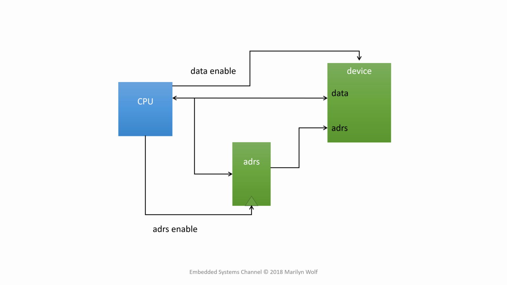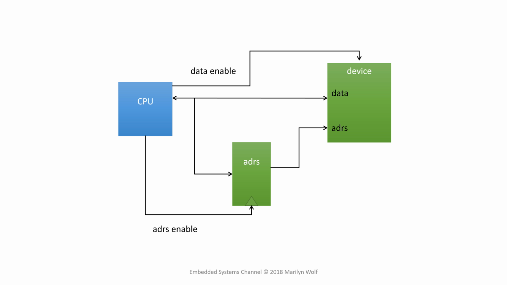How do we build a bus? Well, each device needs to have some logic to determine when it's being talked to, right? So the address enable line on the processor is used to clock a register in the device. If the address matches the address of the device, it then takes advantage of the data enable signal to tell when the data is actually on the bus.